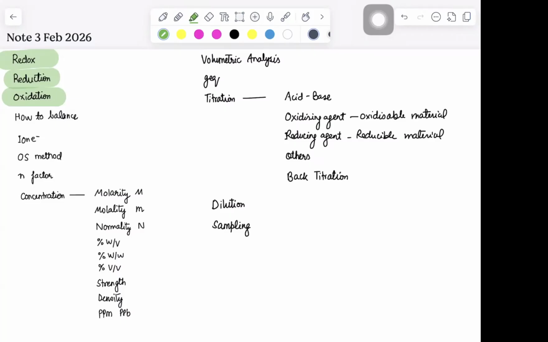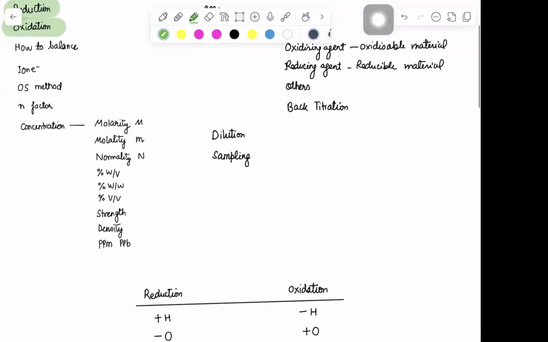Is it clear? Any difficulty up to this part? Three of you? Any issues, any problem up to this level? No issues? Sure.